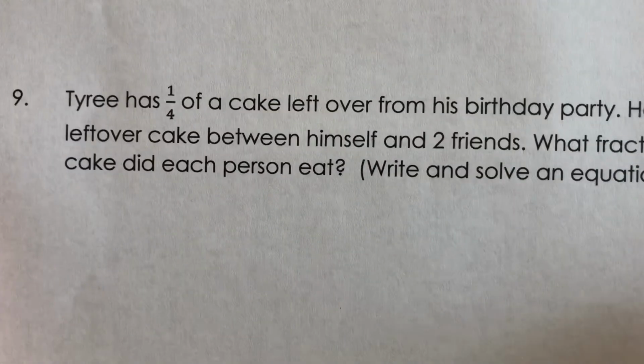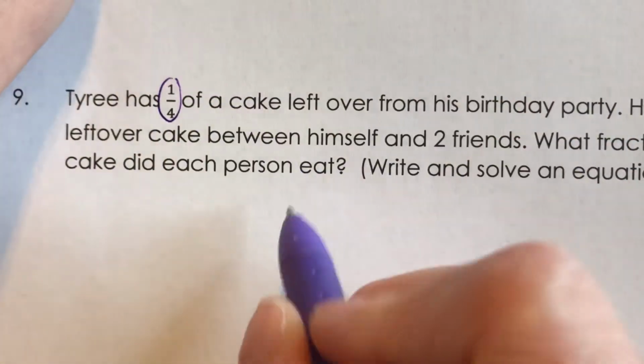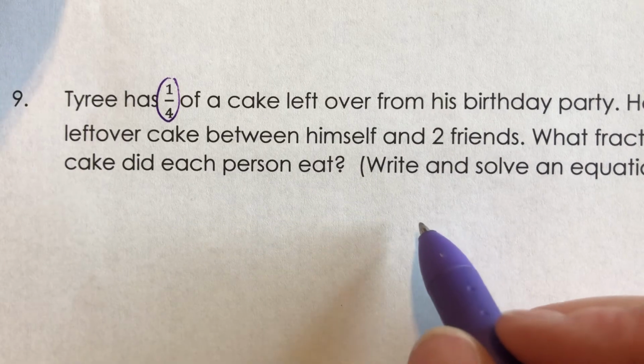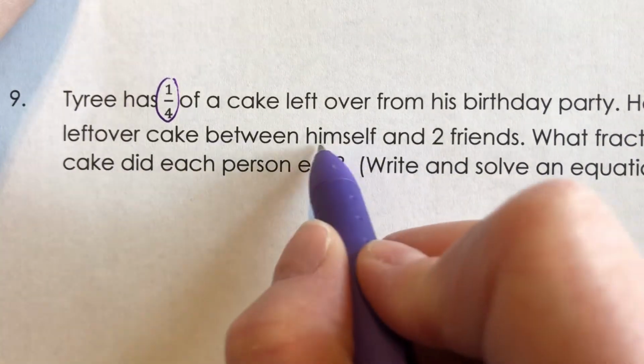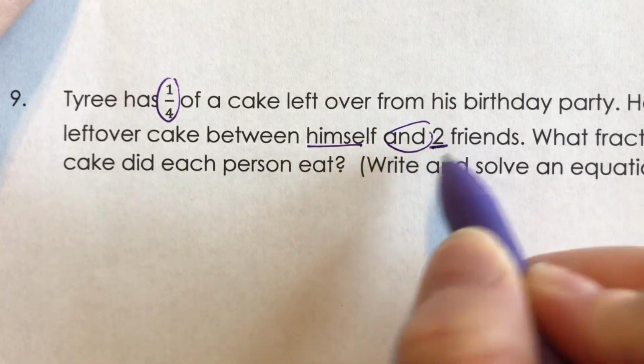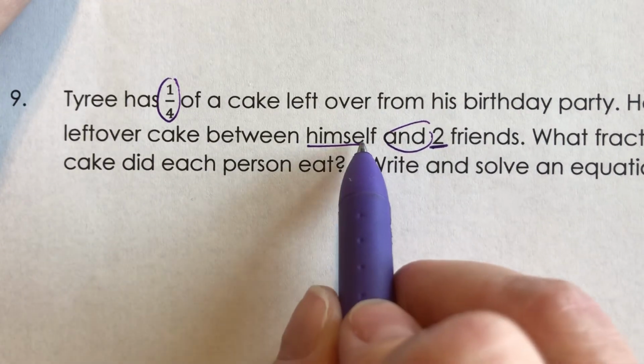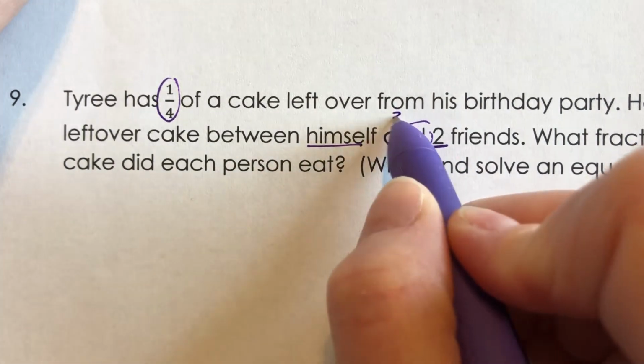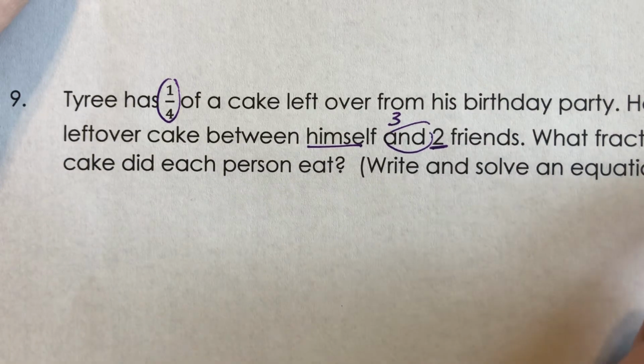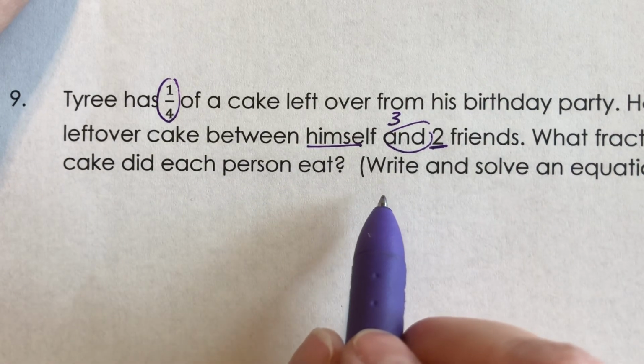Last problem. Tyree has 1/4 of a cake left over from his birthday party. He shared the cake between himself and 2 friends. Now just saying, if he shared it between himself and 2 friends, that's 3 people, okay? What fraction of the whole cake did each person eat?